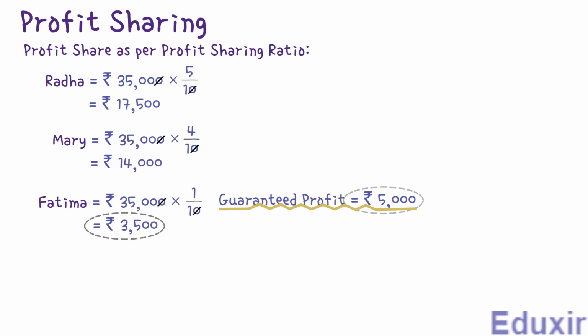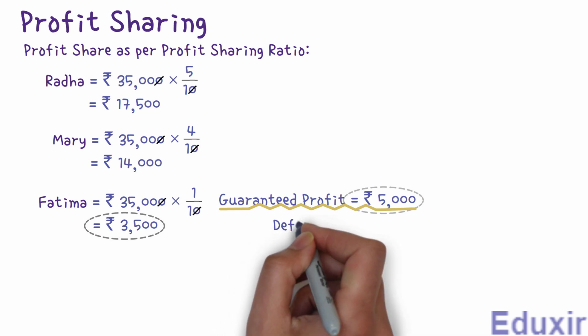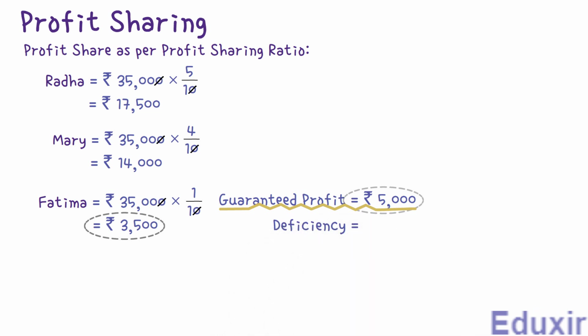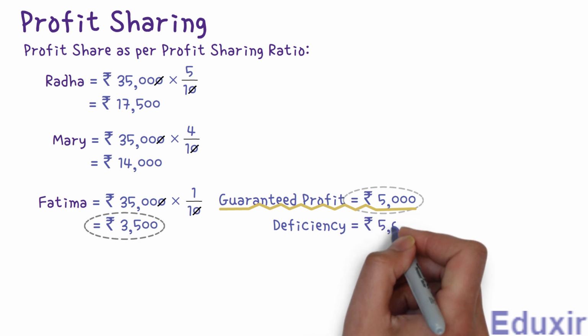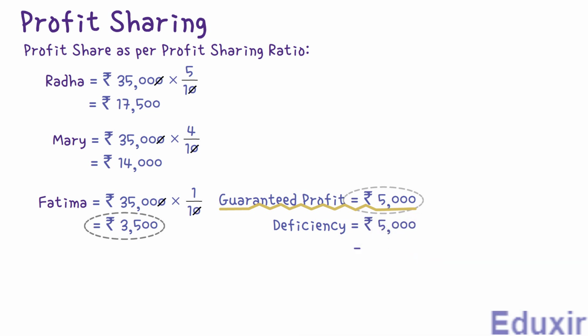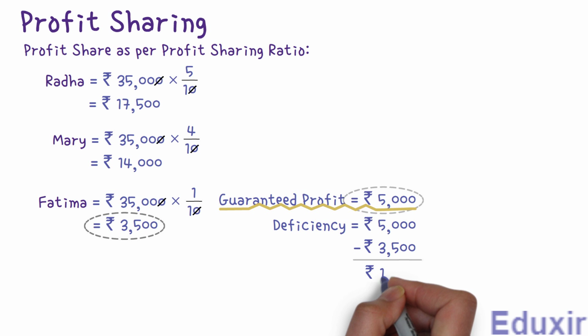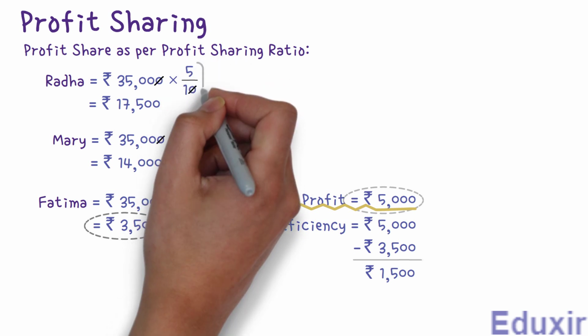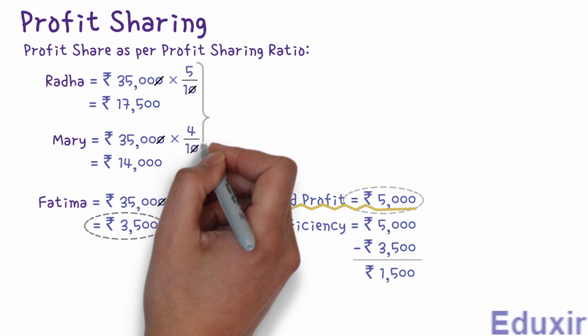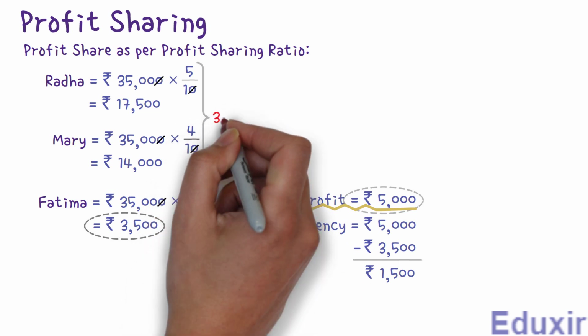By the way, we call this difference in the profit share amount as deficiency. So the deficiency of Fatima's profit share is her guaranteed profit amount of 5,000 rupees minus her calculated profit share as per the profit sharing ratio, which is 3,500 rupees. Subtracting, we get 1,500 rupees. So this deficiency should be adjusted from other partners' profit amount. Also, it is given in the problem that this deficiency should be borne by the other two partners, Radha and Mary, in the ratio 3:2.